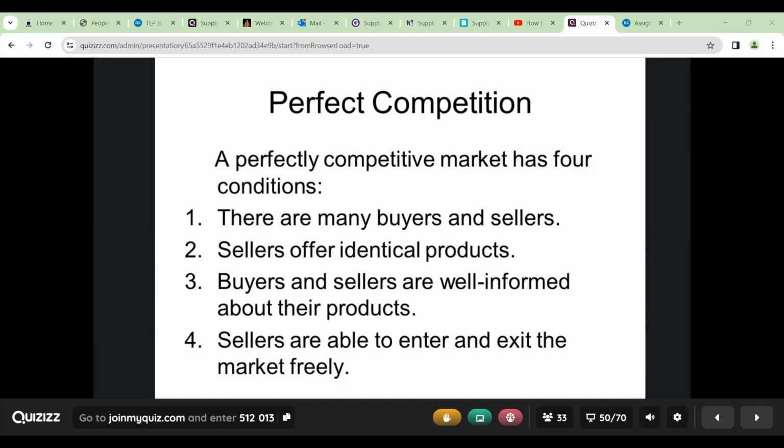So Facebook Marketplace, there's a lot of competition, almost identical products. Buyers and sellers are well informed, sort of, because you don't know exactly the condition, because the photos can be fake or they might be lying. But sellers are able to enter and exit the market freely, so that's true about the Facebook Marketplace. There are many buyers and sellers, so yeah, it meets a lot of that criteria.